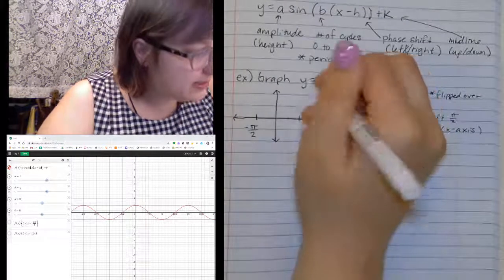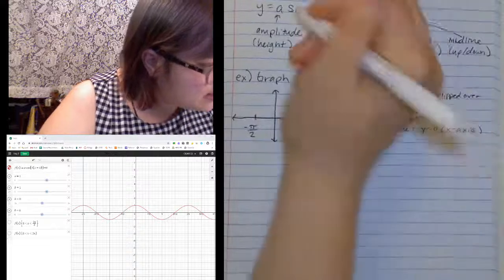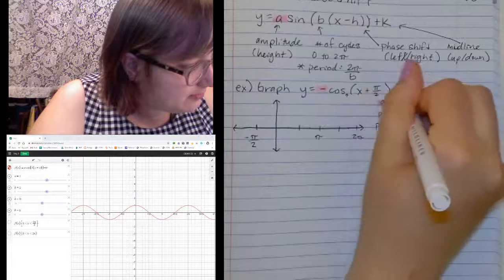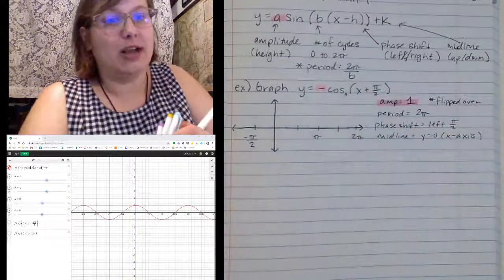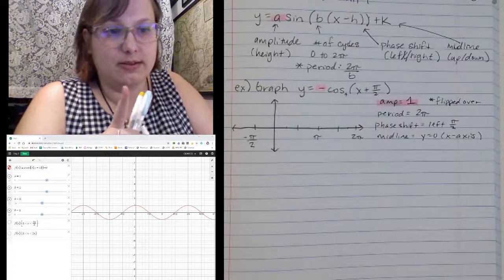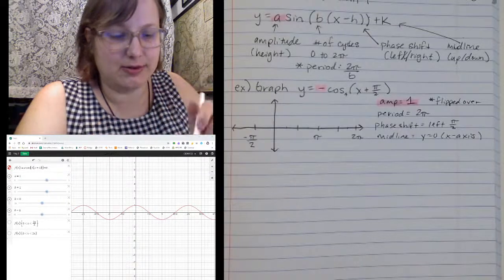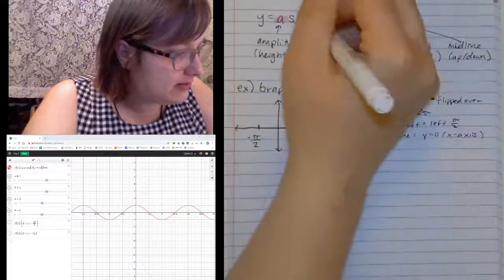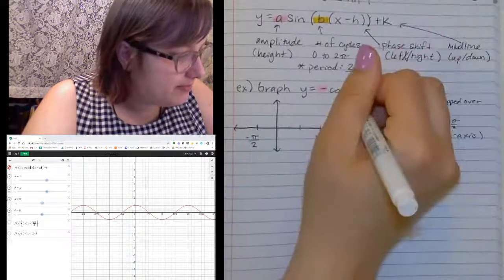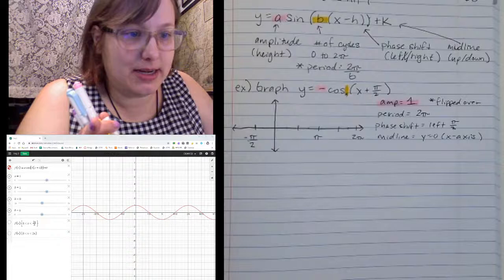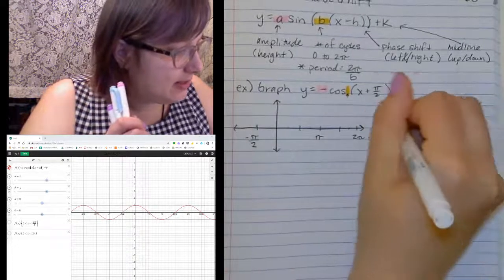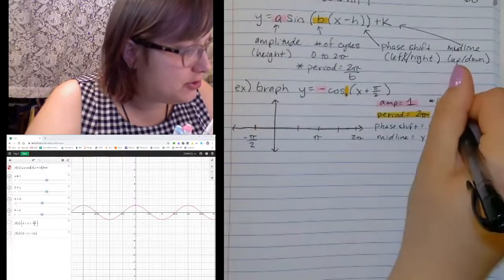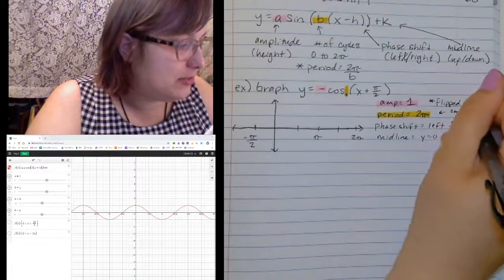Alright, so this number here is my A value, which is my amplitude. Now, I don't actually have a number, so it's 1, but I'm going to flip the graph over. This value here is my value for B. I don't have a value for B right here, but that gives me my period. So for the period I do 2 pi divided by 1, which is 2 pi.